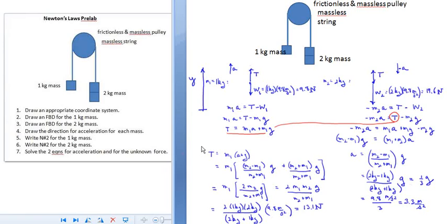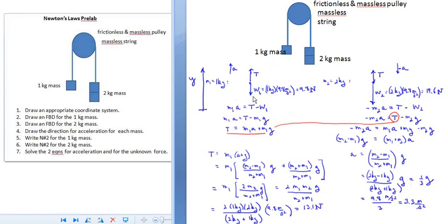Okay, over on the right, this is followed through. Here is just a copy of the picture of the pulley with the two masses. The coordinate system is very simple, just a y-axis with positive direction going upwards. That's the choice that I'm going to make.